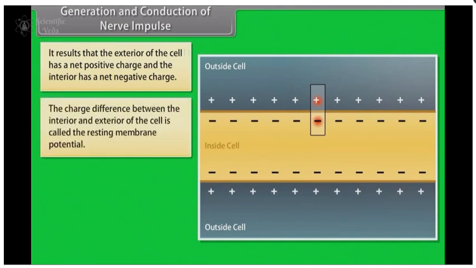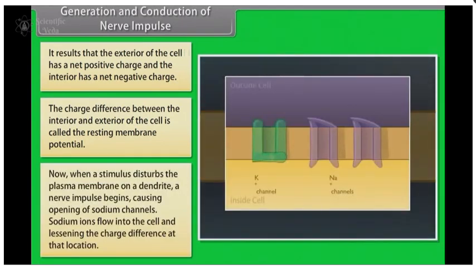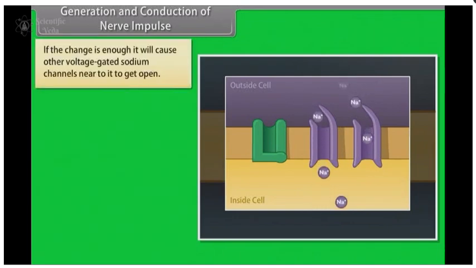The charge difference between the interior and exterior of the cell is called the resting membrane potential. Now, when a stimulus disturbs the plasma membrane on a dendrite, a nerve impulse begins, causing opening of sodium channels. Sodium ions flow into the cell and lessen the charge difference at that location. If the charge change is enough, it will cause other voltage-gated sodium channels near it to open.